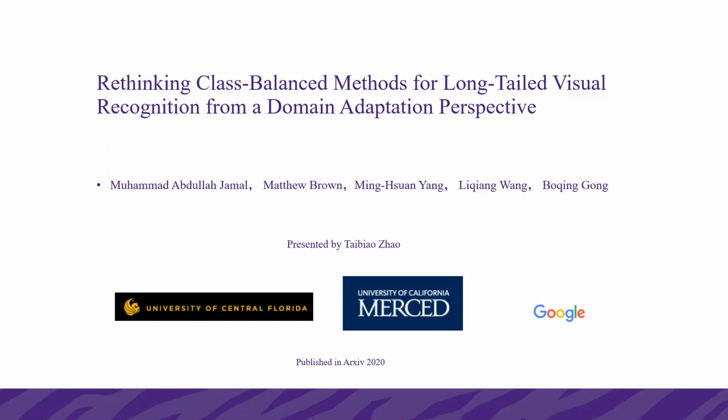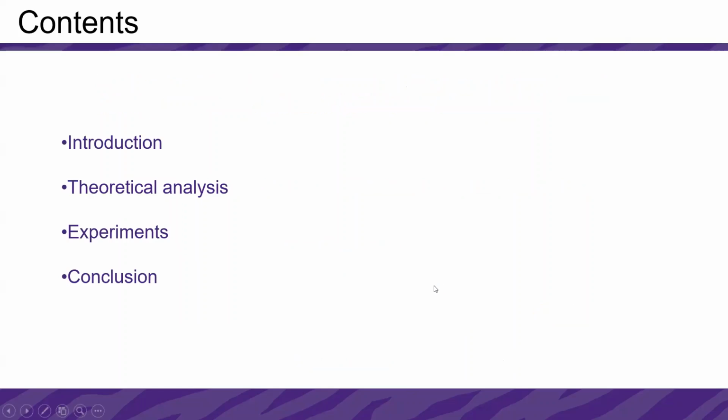This is Taibiao, and my presentation is about a paper from Mohammed Jamal in the last year. The title of this paper is Rethinking Class Balance Method for Long-Tailed Vision Recognition from a Domain Adaptation Perspective. So it's a paper about long-tailed, imbalanced recognition. There are 4 sections in my presentation: introduction, theoretical analysis, experiments, and the last is conclusion.